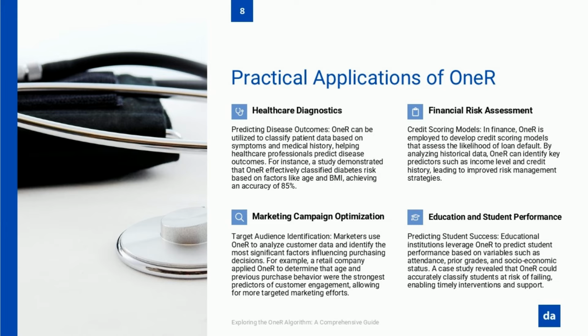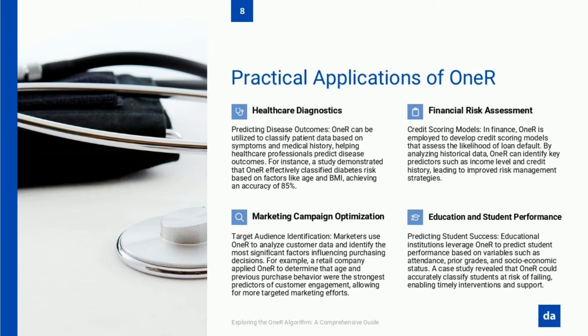Let's start with healthcare. Imagine a hospital tasked with predicting the likelihood of a patient developing a certain condition based on key factors like age, BMI, and medical history. A study demonstrated that OneR could accurately classify diabetes risk using a rule like, if BMI is above 30, then high risk, otherwise low risk, achieving an accuracy of 85%. This straightforward rule empowers healthcare professionals to make quick, informed decisions, enabling early interventions and better patient outcomes.